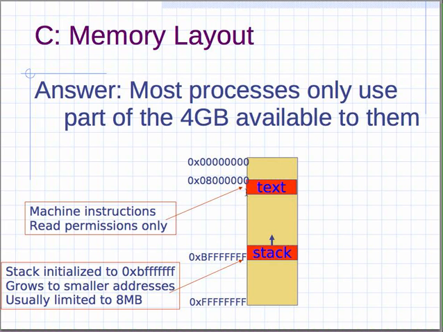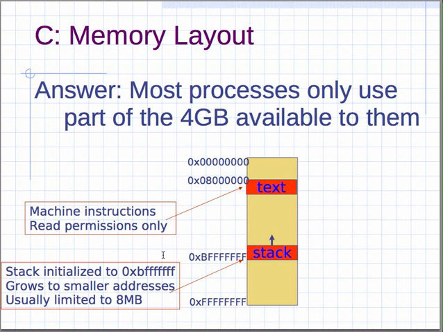So your program is always loaded to this area of memory, 0x0800 something something 0000. That's called text. That's your machine instructions that constitute your program, your executable file. This has read permissions only.